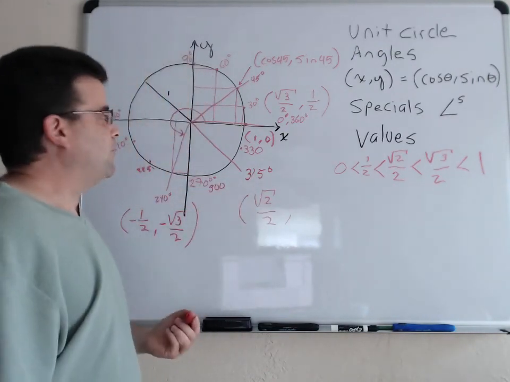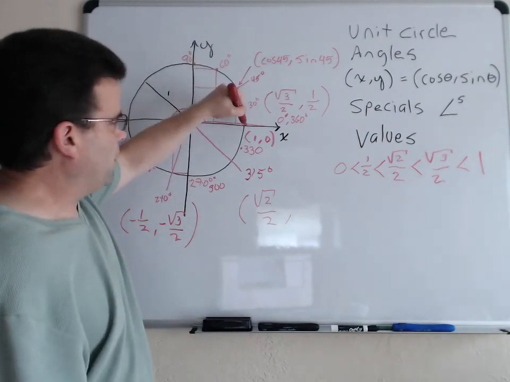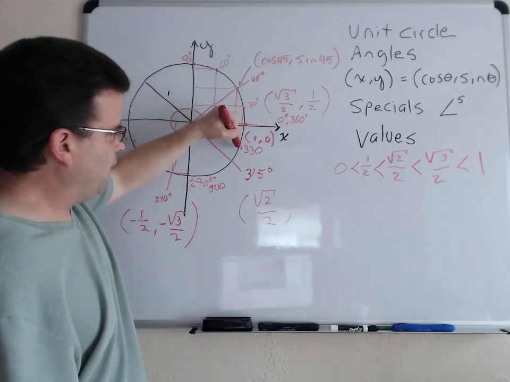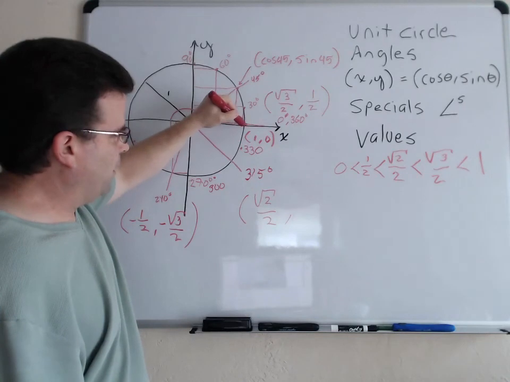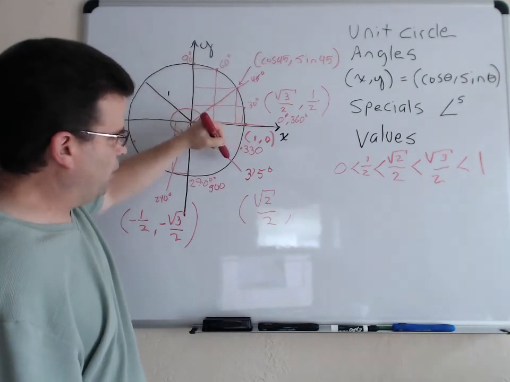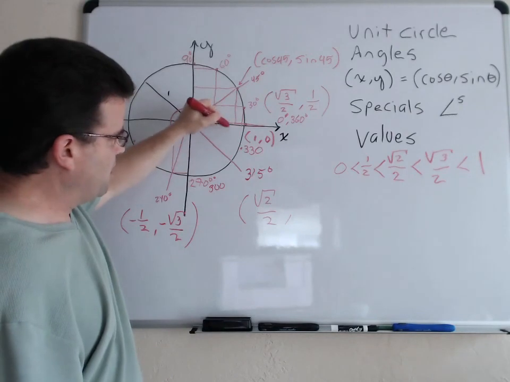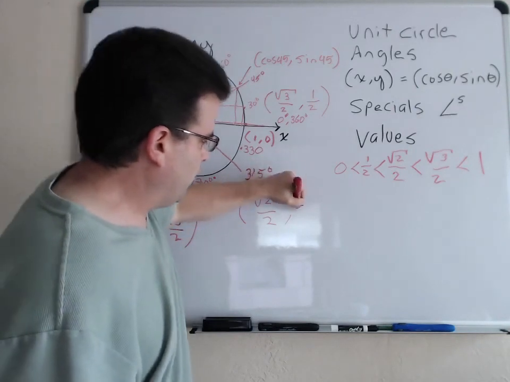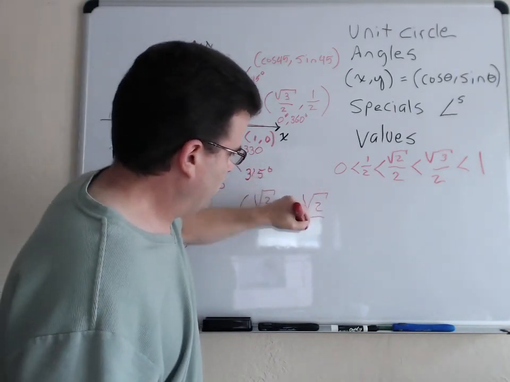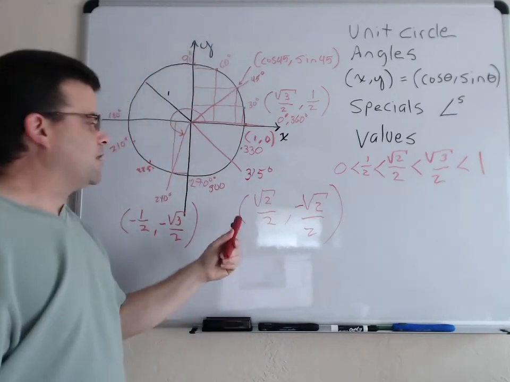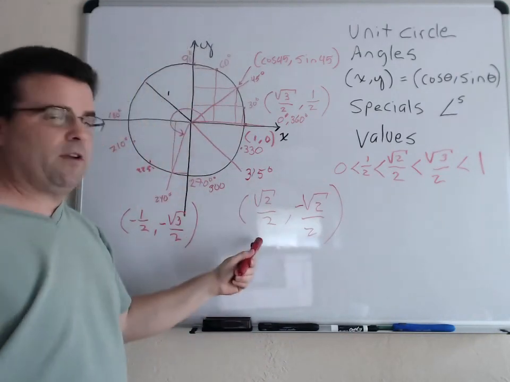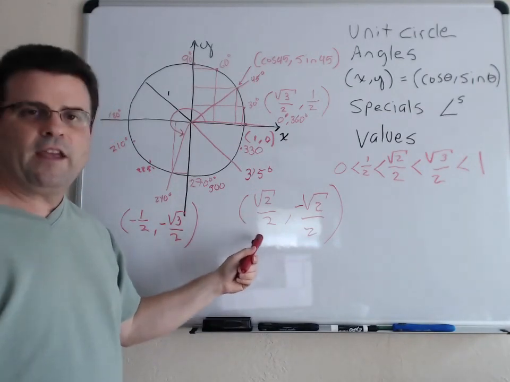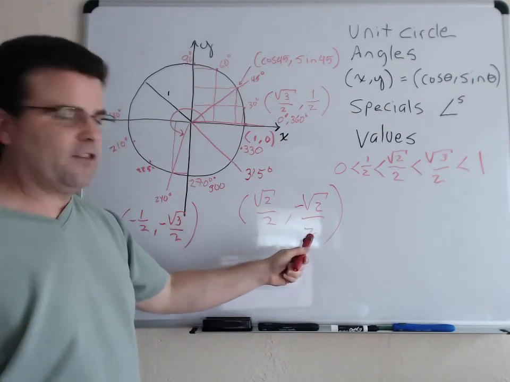Using the same line of reasoning for the y-coordinate, we're going to start here, and we have the smallest is 0. The next smallest is 1/2. That distance is 1/2, but the y-coordinate is negative 1/2. And the next smallest is root 2 over 2. The distance is root 2 over 2, but the y-coordinate is negative root 2 over 2. And there we have the cosine and sine of 315 degrees. Cosine of 315 is root 2 over 2, and the sine of 315 is negative root 2 over 2.